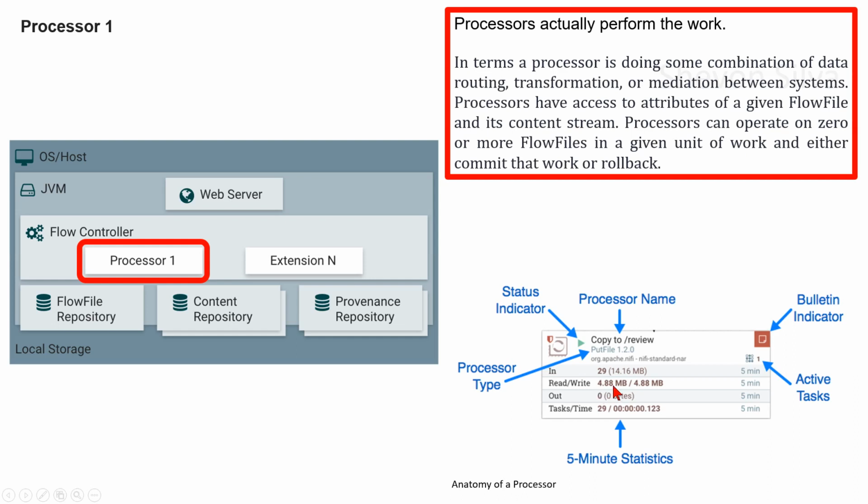In this example, we see that in the past 5 minutes, the processor has read 4.88 MB of the flow file content and has written 4.88 MB as well. This is what we would expect, since this processor simply copies the content of the flow file to the disk.